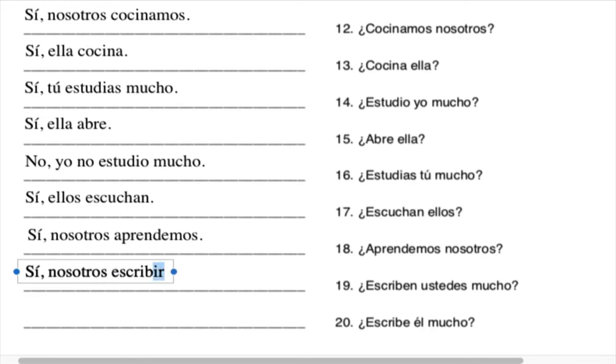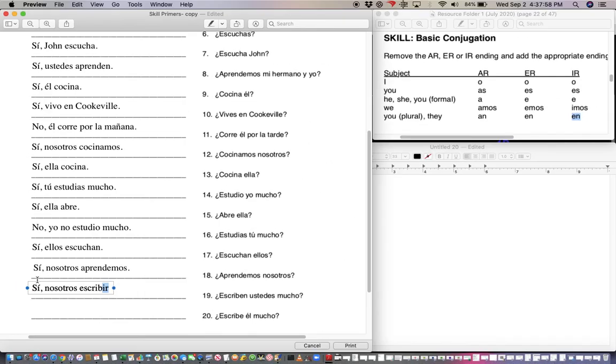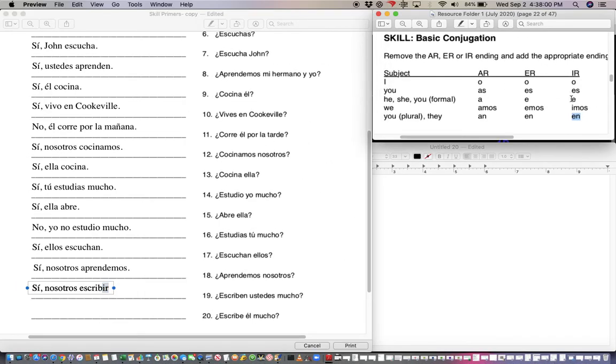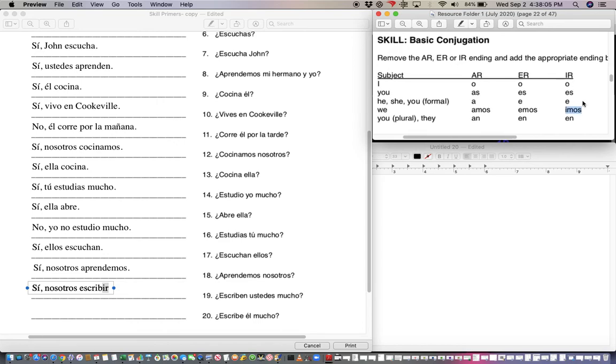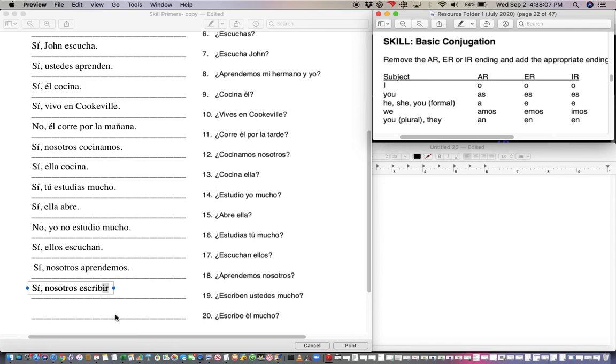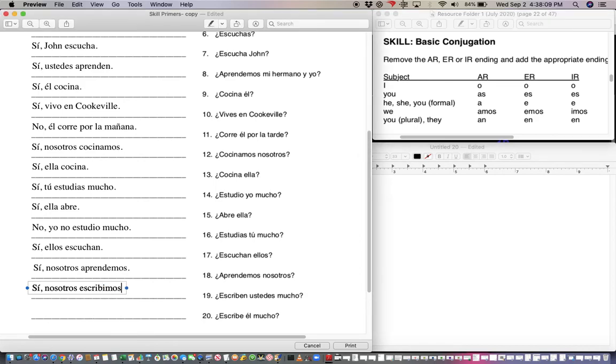Escribir, take off the IR, the ending for an IR verb for we is imos. So sí, escribimos.